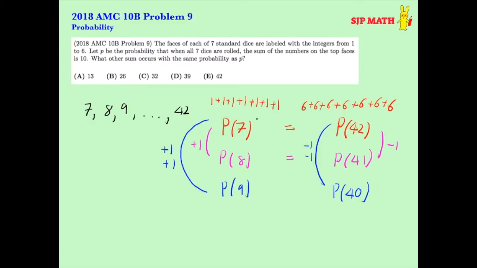We have to subtract 2 ones from this sum to get a sum of 40. So if we look here, firstly, the probability of getting a sum of 7 is equal to the probability of getting a sum of 42. And we also know that the number of ways to take away 2 ones is equal to the number of ways to add 2 ones.